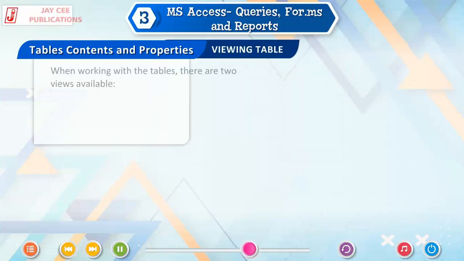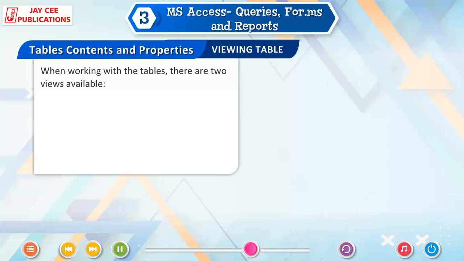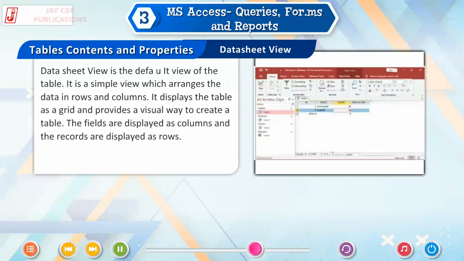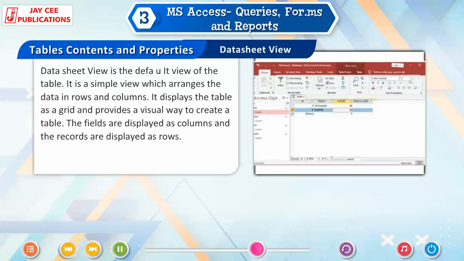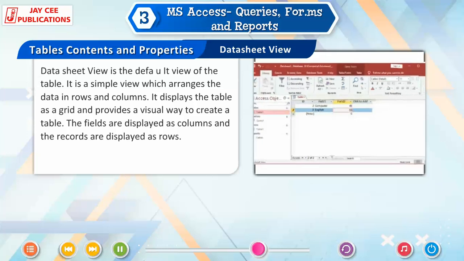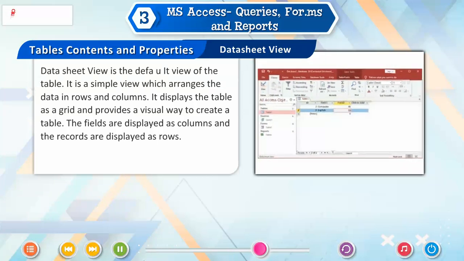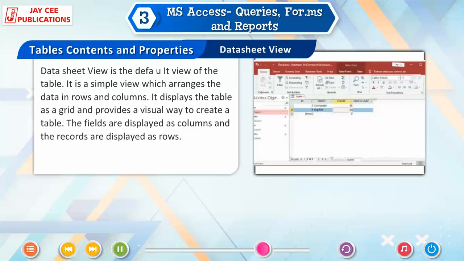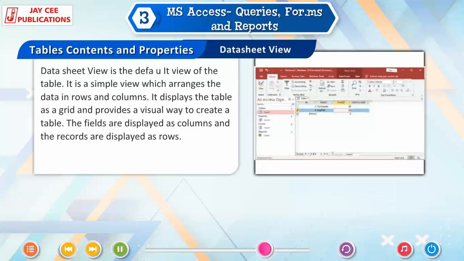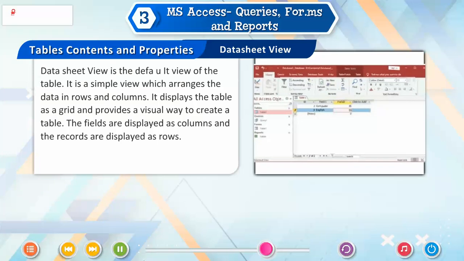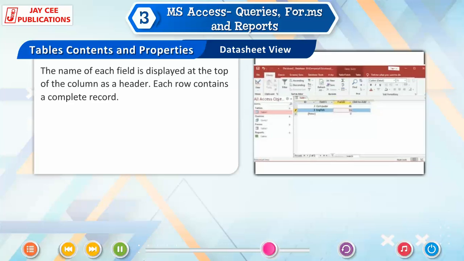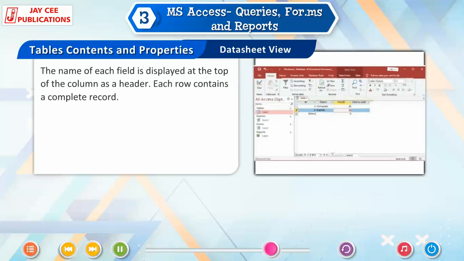Viewing table. When working with the tables, there are two views available: Data Sheet View, Design View. Data Sheet View. Data Sheet View is the default view of the table. It is a simple view which arranges the data in rows and columns. It displays the table as a grid and provides a visual way to create a table. The fields are displayed as columns and the records are displayed as rows. The name of each field is displayed at the top of the column as a header.